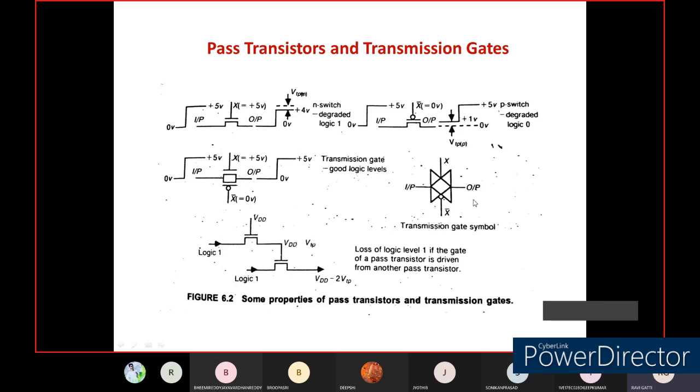And you can see here, this is the transmission gate symbol. It is nothing but a combination of two inverters, we can call it. The first gate, the top one, we give a positive voltage, and the complement of that we give to the PMOS transistor. So the input will be coupled to the output terminal.